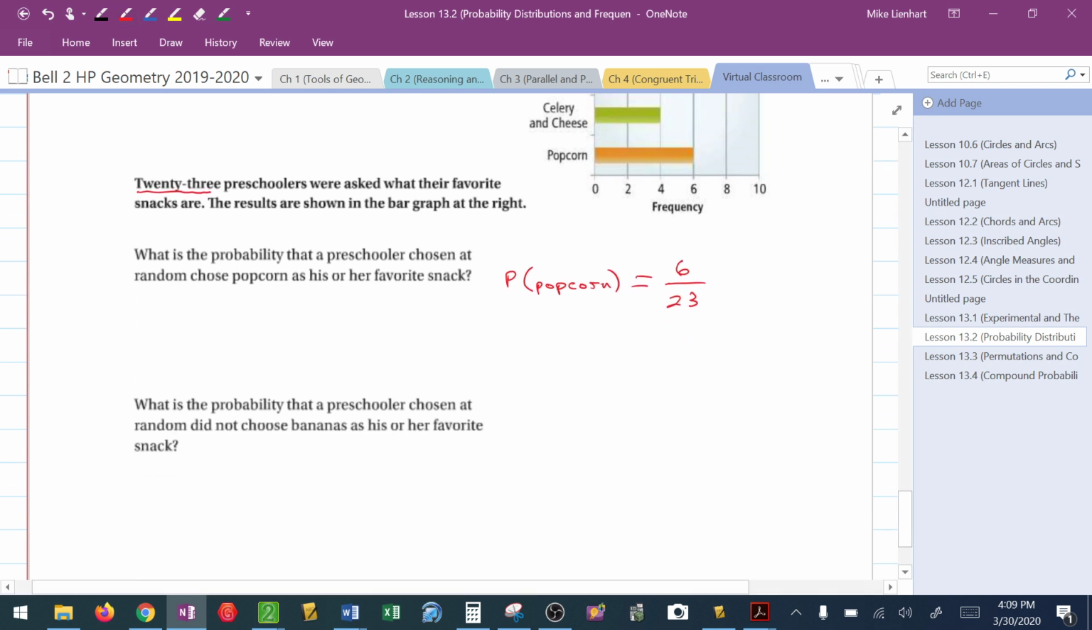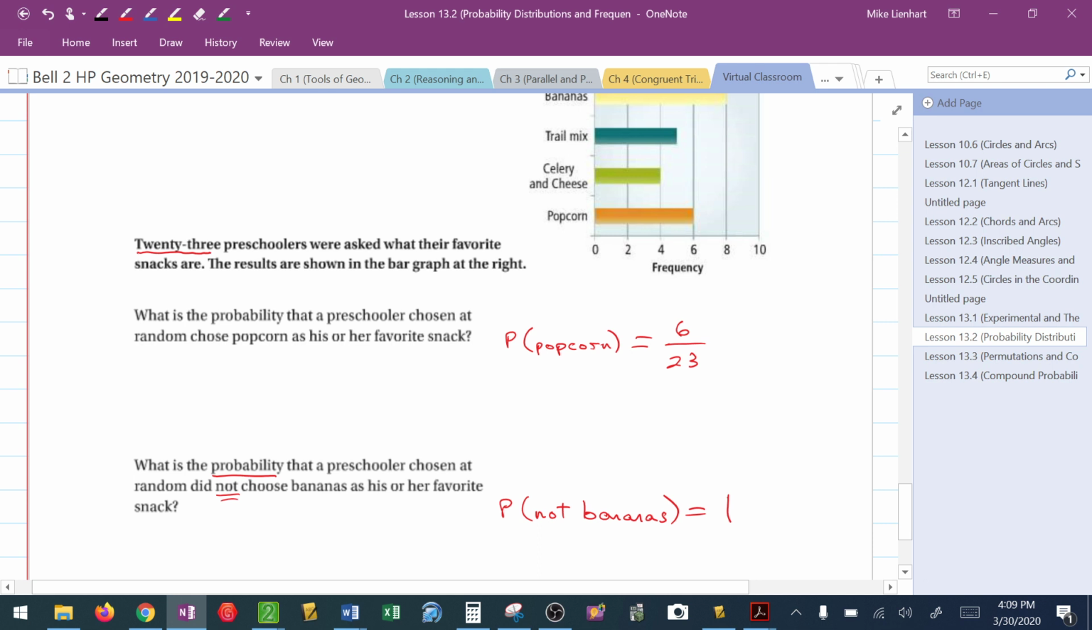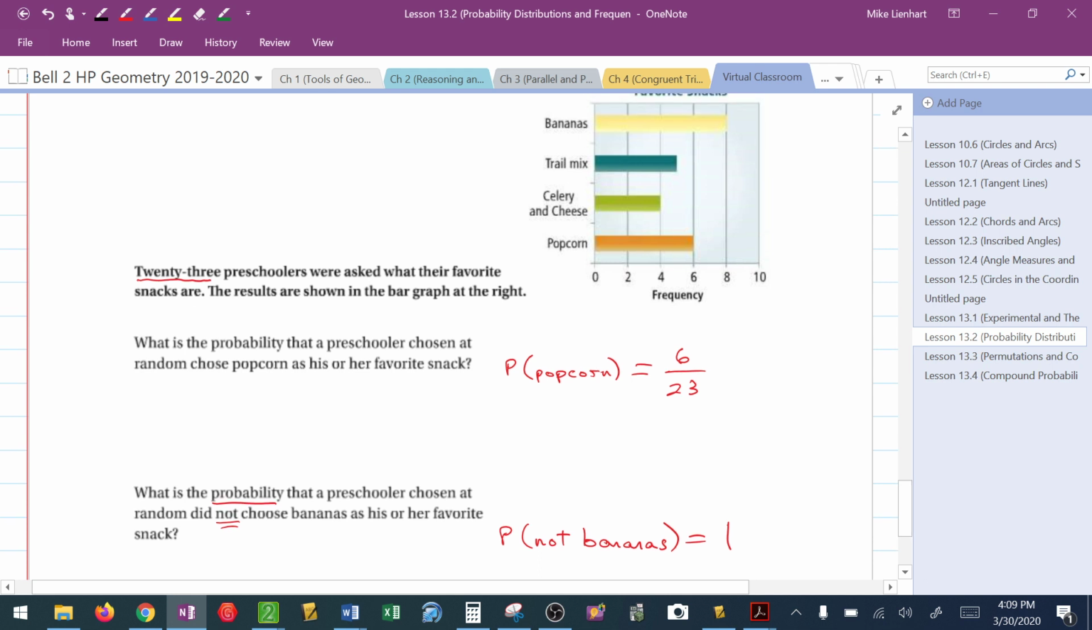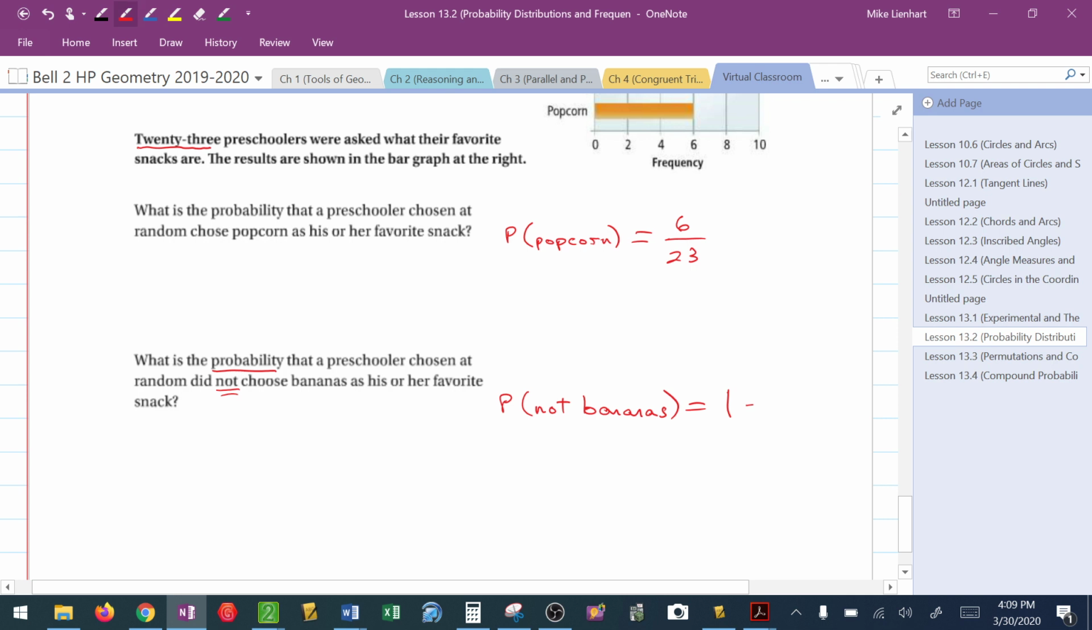What about this second question here, though, that says, what's the probability that a preschooler did not, there's the key, they did not choose bananas. So probability of not bananas. Well, I know that a not can be found by using the complement here. I know there were 8 out of 23 bananas. So that's success, right? I'm going to subtract that from 1. So this probability would end up being 15 out of 23.